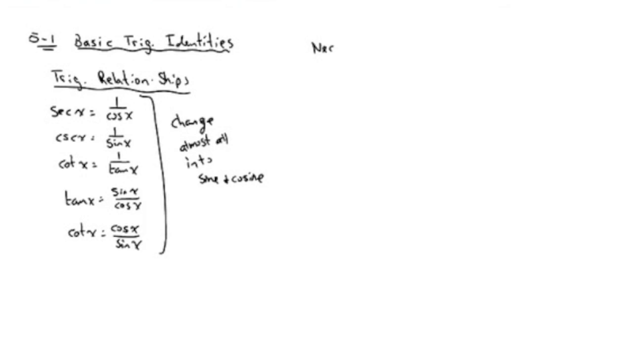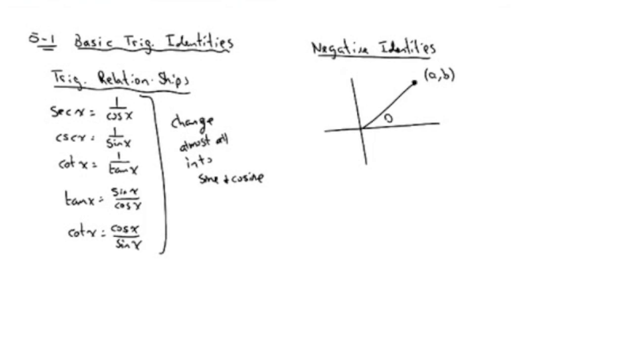Negative identities. These come from a picture. If this is your angle and it ends on a coordinate a comma b, and let's call this theta coming up. If we go backwards, that of course becomes negative theta. What does the coordinate do? If theta brings you to a comma b, negative theta is going to bring you to a comma negative b. From this picture, you can figure out sines and cosines of negative angles.